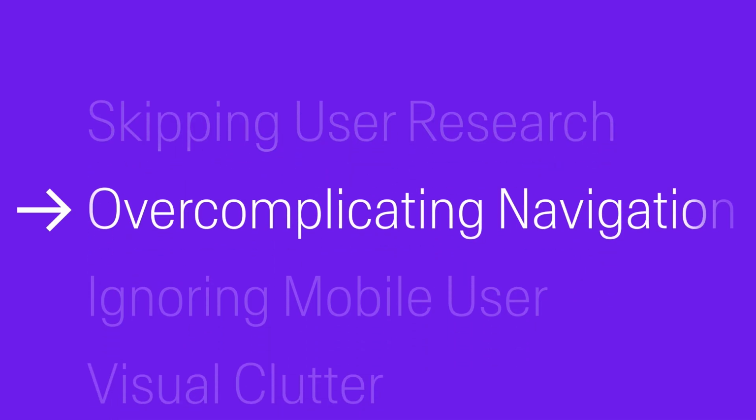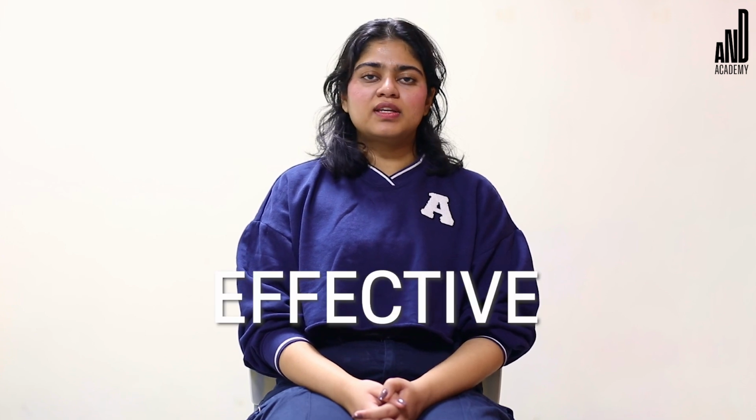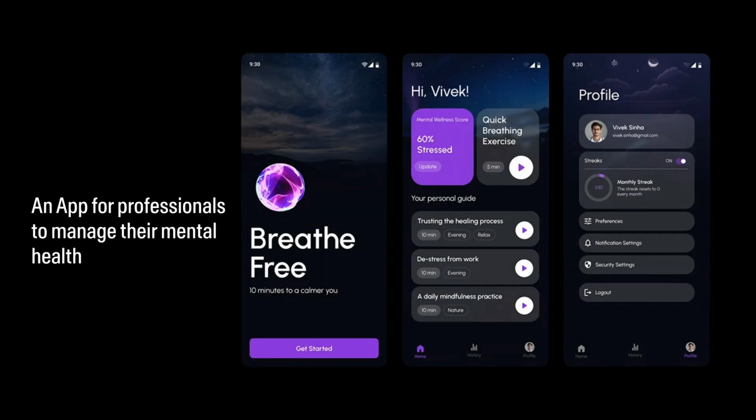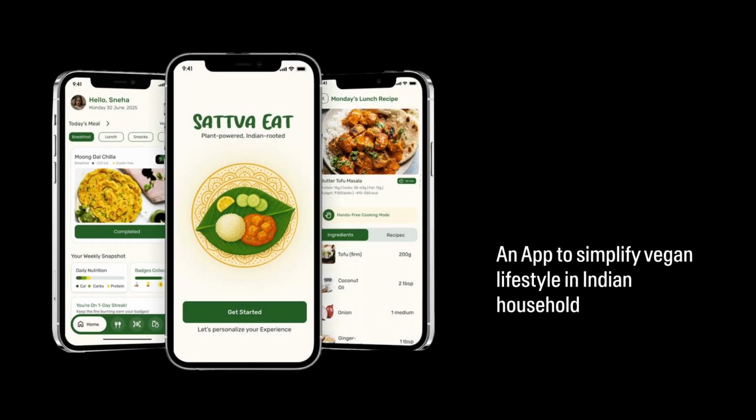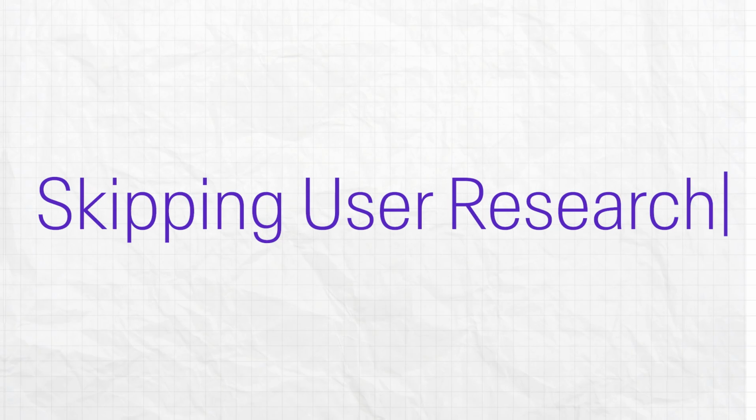In this video, we're talking about 7 common UI/UX design mistakes that quietly kill the user experience of your digital product and how to avoid them so your designs aren't just pretty but also effective and usable. By the end, you'll know what to stop doing, what to start doing, and how to include users in your design process. Let's start with the big one, skipping user research.